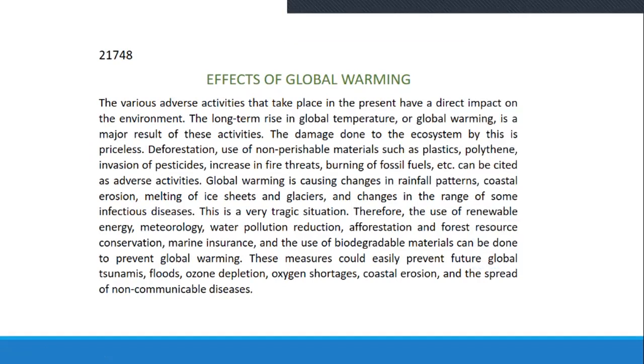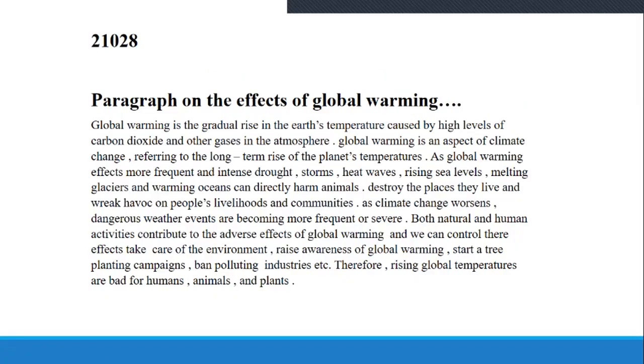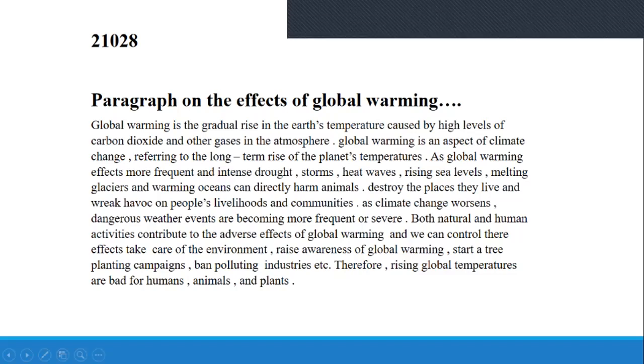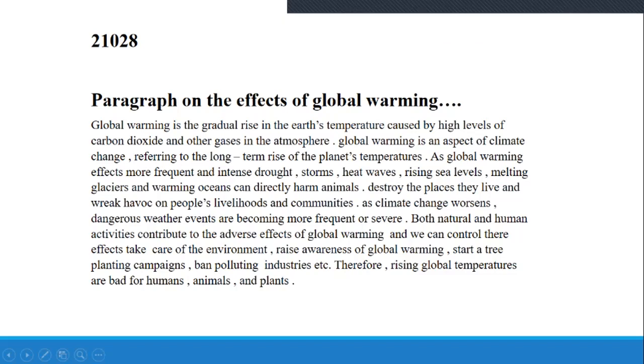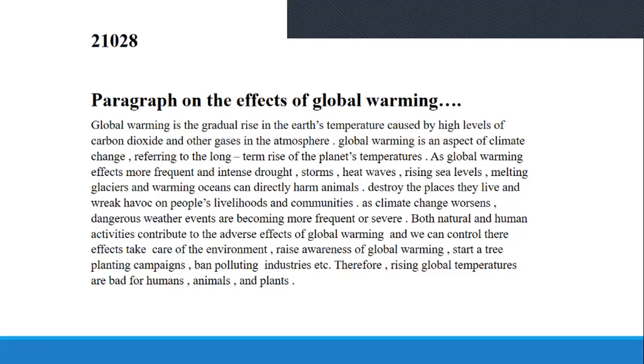Okay, so the various adverse activities that take place in the present have a direct impact on the environment. Students, what do you think of this topic sentence? When you look at this topic sentence, what do you think?